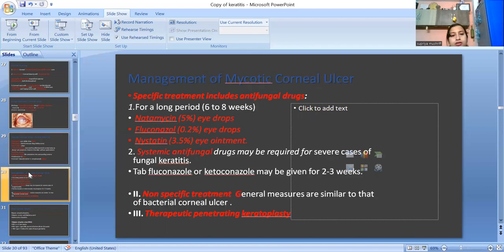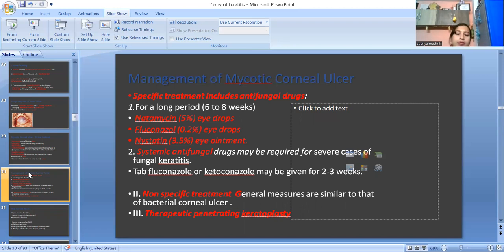Management of mycotic corneal ulcer: specific treatment includes an antifungal drug for a long period, 6 to 8 weeks. Natamycin can be given as 5% eye drops, fluconazole 0.2% eye drops, and nystatin 3.5% eye ointment. Systemic antifungal drugs may be required for severe cases of fungal keratitis. Tablet fluconazole or ketoconazole may be given for 2 to 3 weeks.